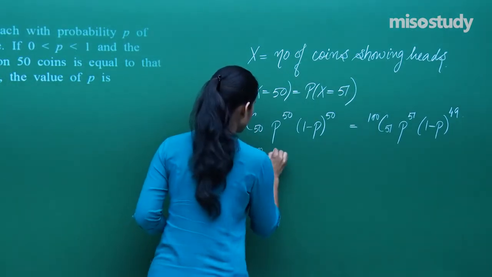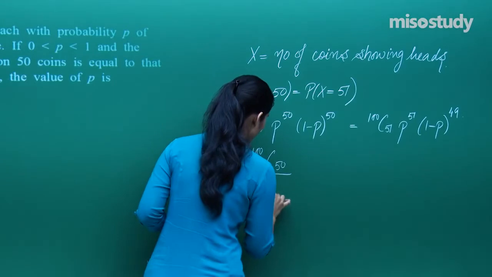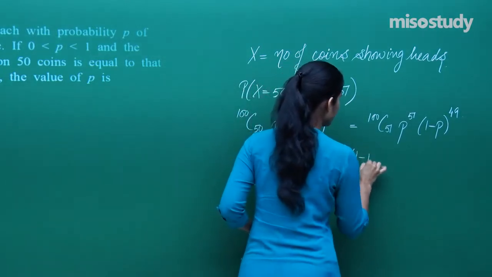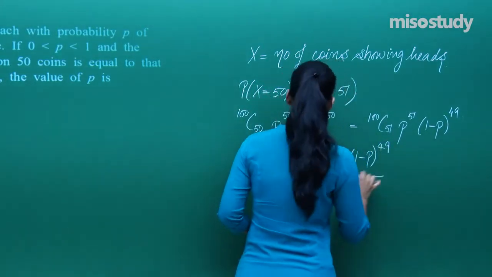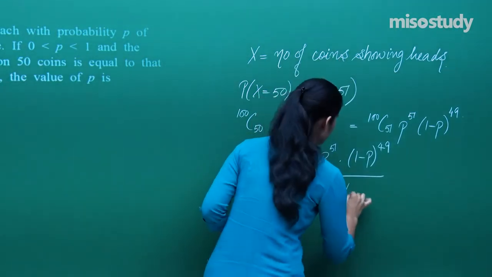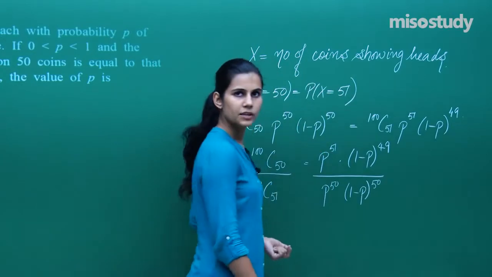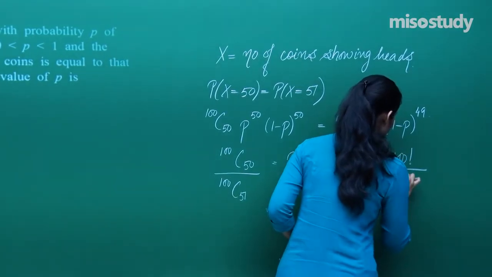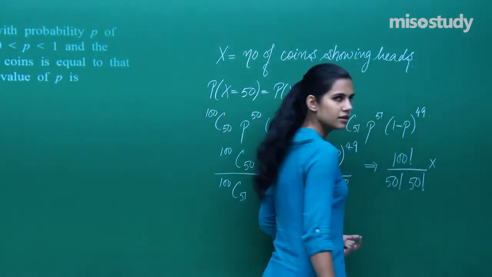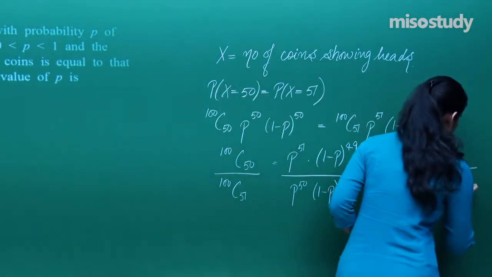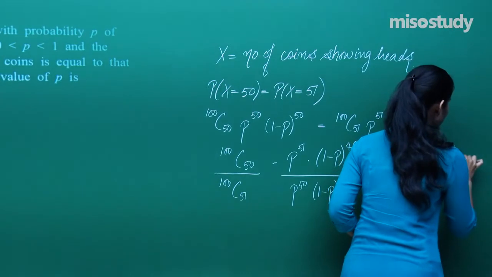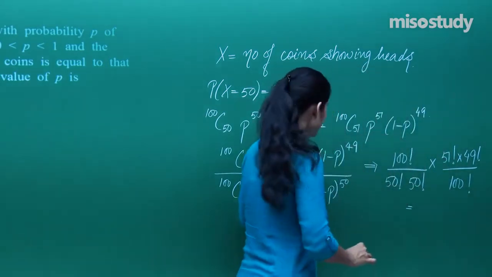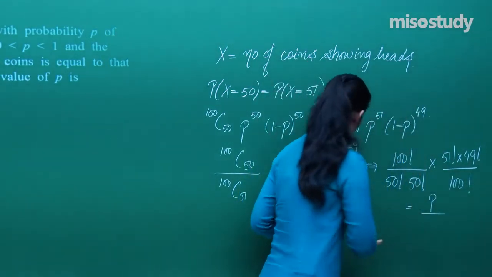So, I am going to say 100C50 upon 100C51 is equal to p to the power 51, 1 minus p to the power 49 whole upon p to the power 50, 1 minus p to the power 50. So, you basically get from here, this is 100 factorial upon 50 factorial into 50 factorial, right? And what is this? 100 factorial upon 51 factorial into 49 factorial, right? This is coming out to be equal to p upon 1 minus p.